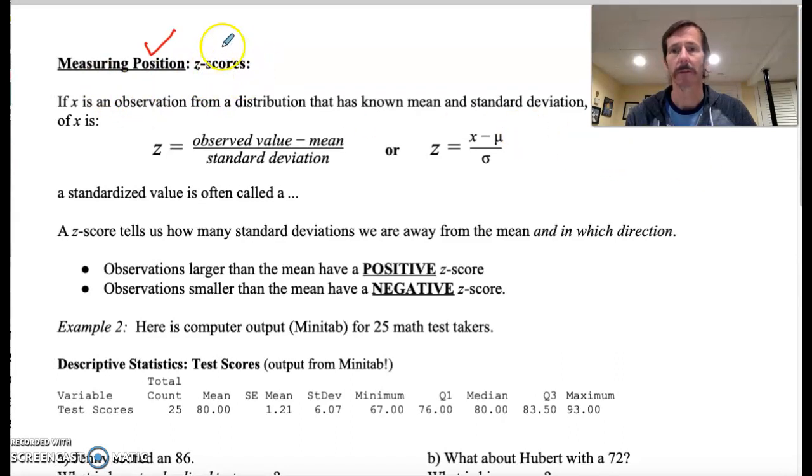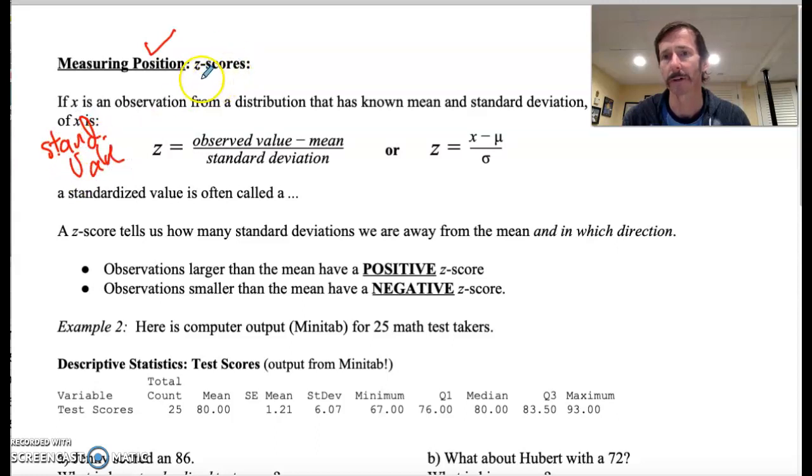So the z-score is the name that is going to be applied to the position in terms of how many standard deviations we are away from the mean. So this is sort of a definition. If x is an observation from a distribution that has a known mean and standard deviation, then the standardized value of x, which I'm abbreviating, is called a z-score. So often the standardized value is called a z-score.